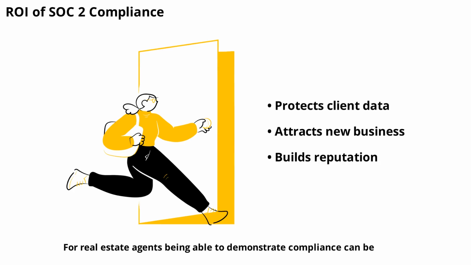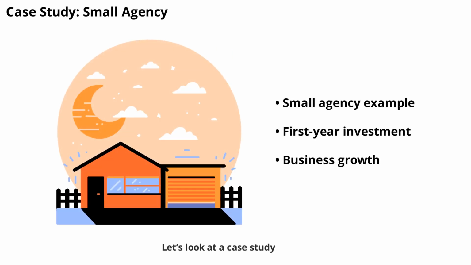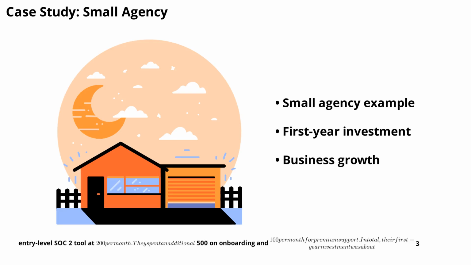For real estate agents, being able to demonstrate compliance can be a powerful differentiator in a crowded market. Let's look at a case study. A small real estate agency with 5 agents chose an entry-level SOC 2 tool at $200 per month. They spent an additional $500 on onboarding and $100 per month for premium support. In total, their first-year investment was about $3,900.